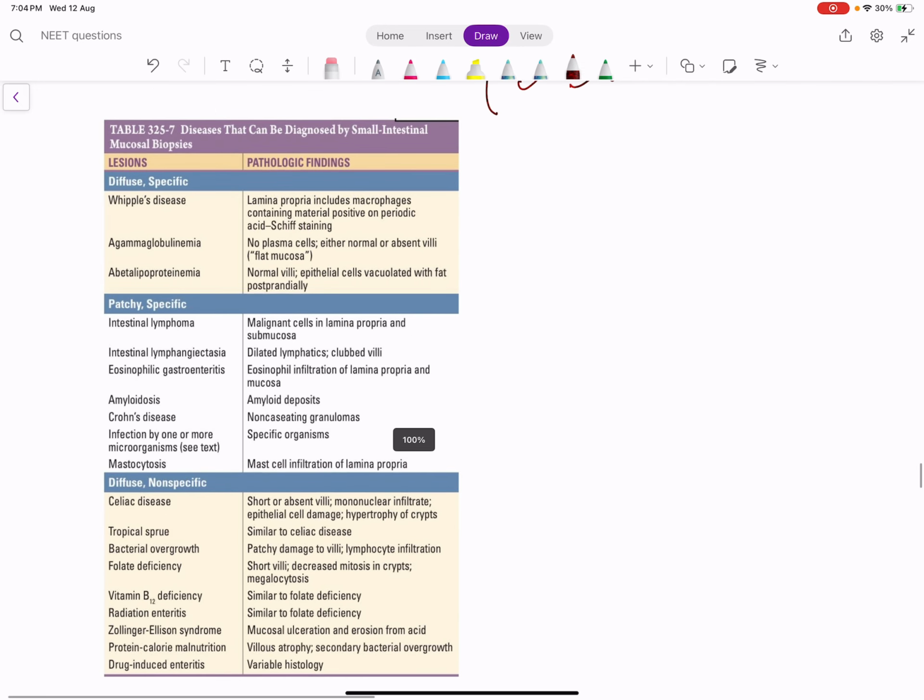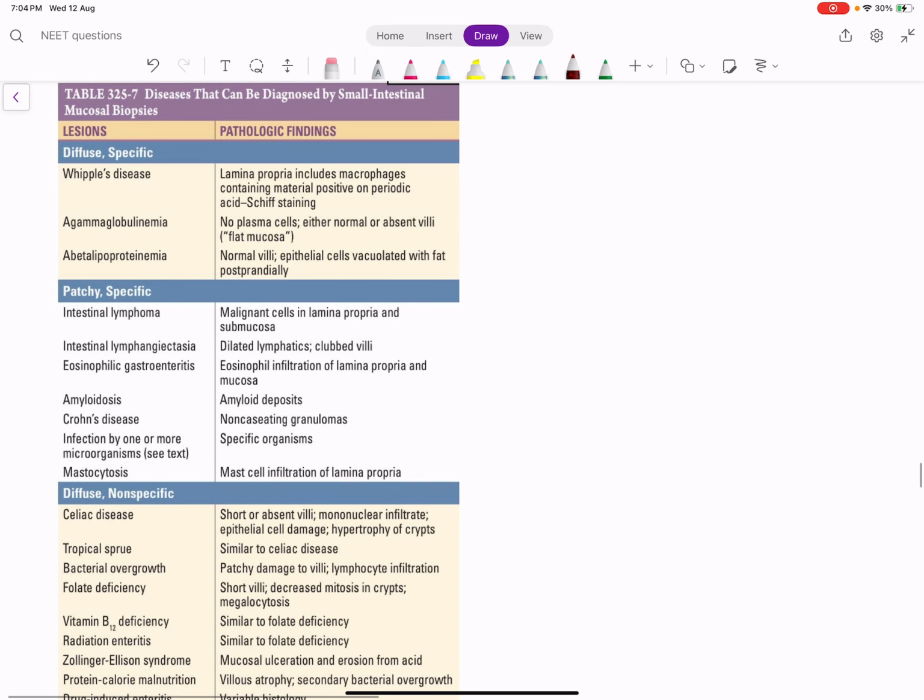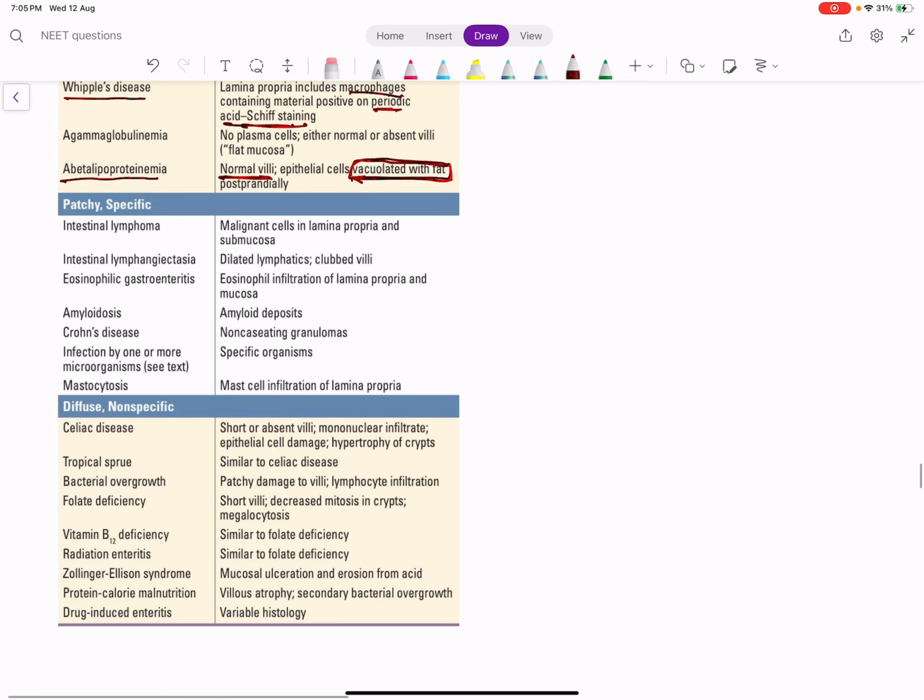So again, what are the biopsy findings? These may be given as clues in the scenario. Whipple's disease, we know it's an infection which damages the mucosa. So what we have? PAS positive bacteria, macrophages with PAS positive material. Abetalipoproteinemia, I told there is normal level. It's not a problem with the mucosa, there is a problem with the post-mucosal absorption. So we have vacuolated, fat-filled vacuoles in the biopsy.